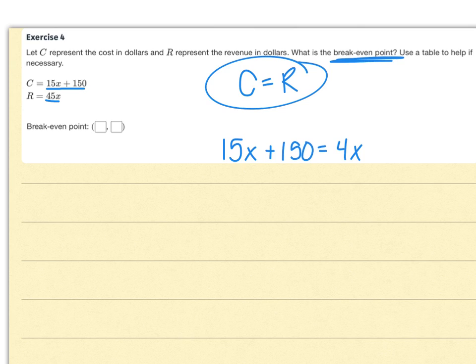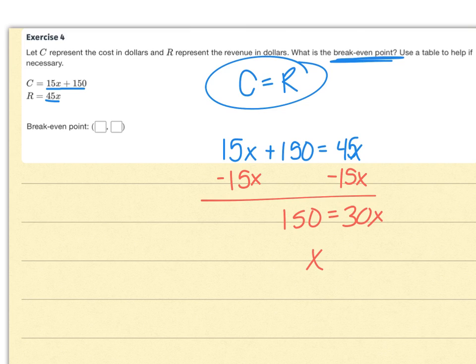And then I would solve for x by moving the x's over to the right side by subtracting 15x from both sides. That's going to give me 30x, and then 150 on this side. And then, of course, 30 is going to go into 150 5 times. So my x value is 5.